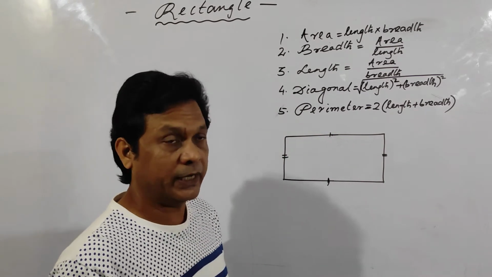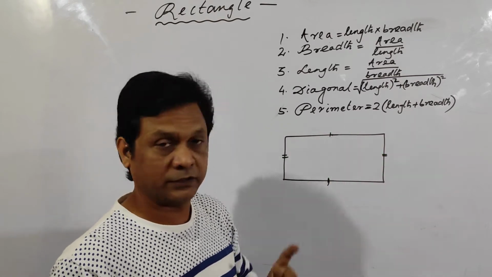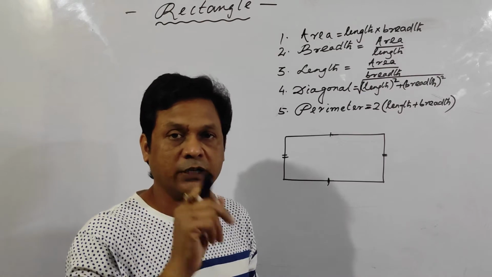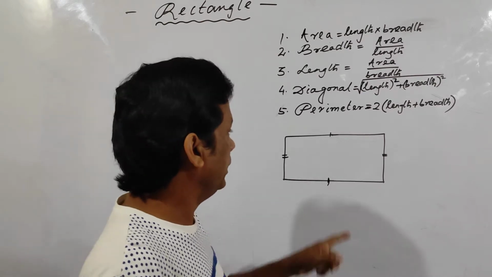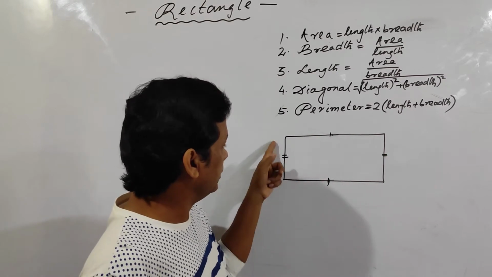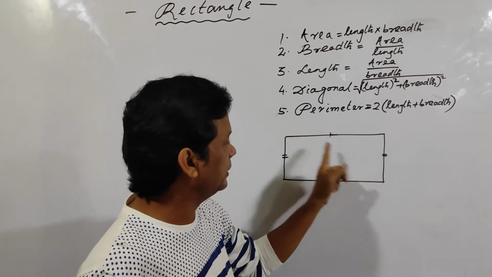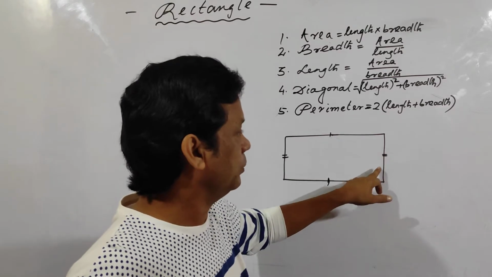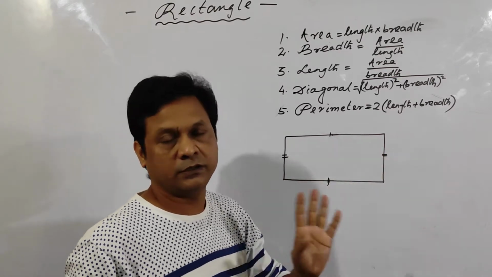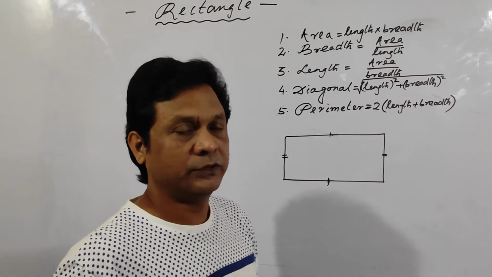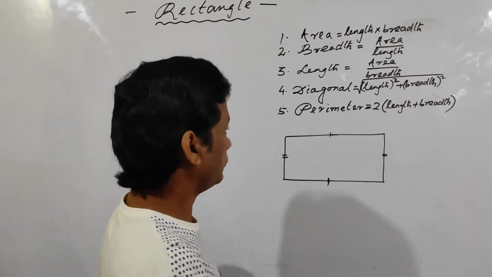But in the case of a square, length is equal to breadth. All the four sides are equal. If all the four sides are equal, then we can call it a square. But here, the opposite sides are equal in length. This length is equal to this length, and this one is equal to this one. This one is breadth, this one is the length. One of these sides will be larger and one will be smaller, and the larger one we generally call length, and the smaller one we call breadth.